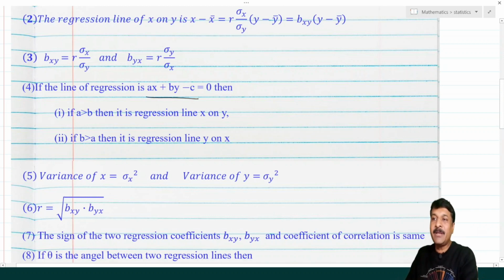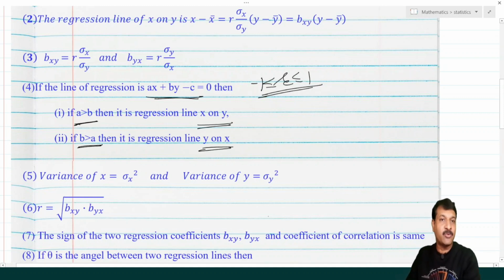By example, I will explain why I am taking, when a is greater than b, or b is greater than a, then y on x, x on y. Because anyhow I want r to be between -1 and 1. If suppose I am taking here the line y on x instead of that, I will get the value of r maybe less than -1 or greater than 1. So in this case, you have to interchange the lines.